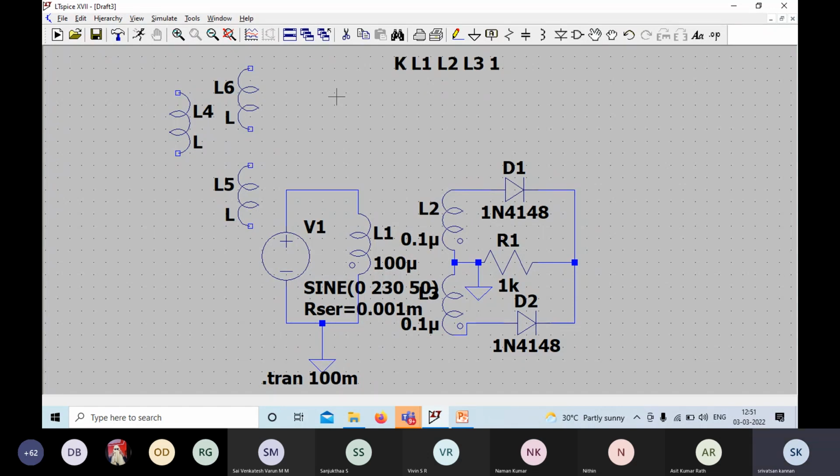Your circuit appears to be the same as this. Yes. Is your circuit the same as this? No, sir. Yes. I'm doing it now, just a minute. Okay. I'll give you 5 minutes time. If you have any questions, you can ask me.